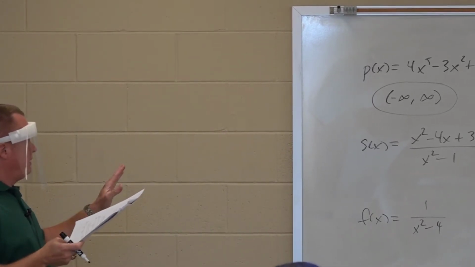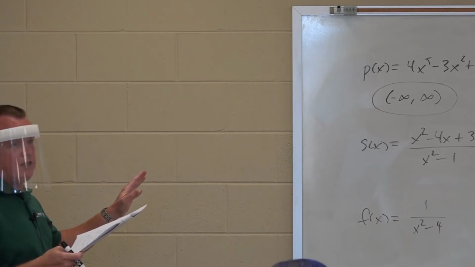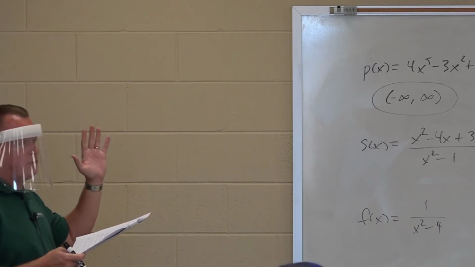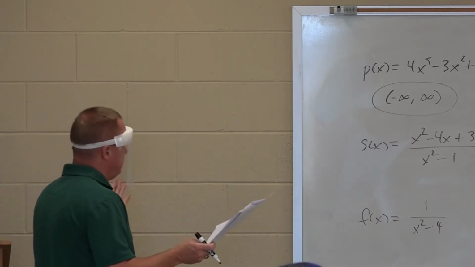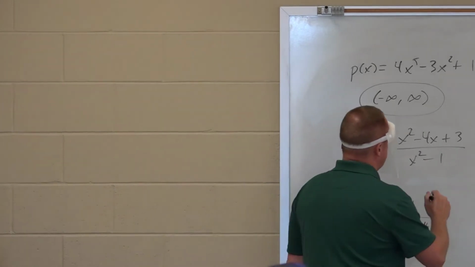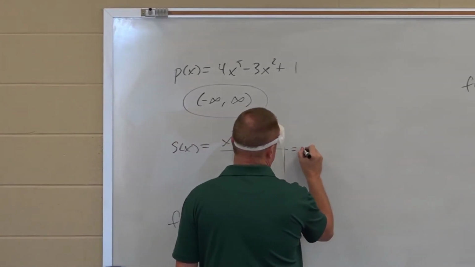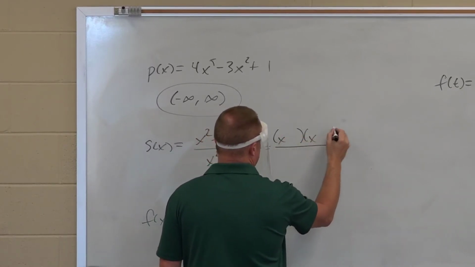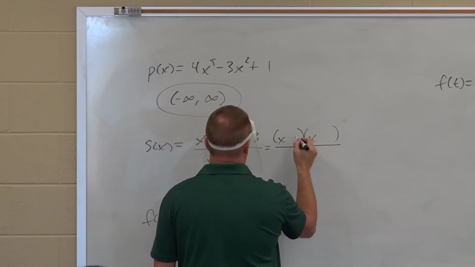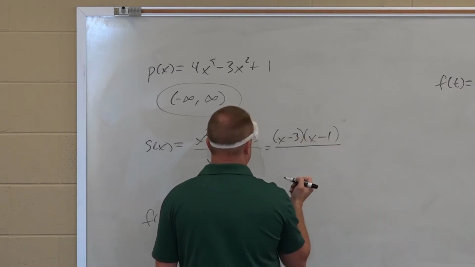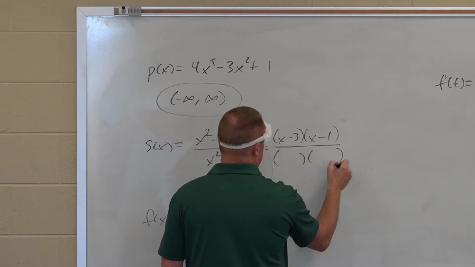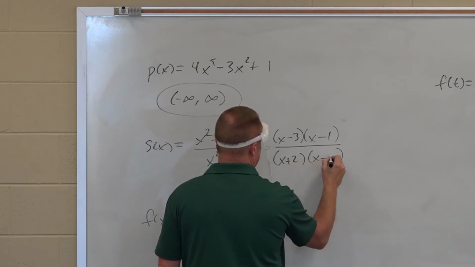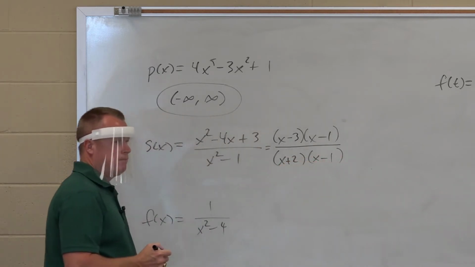Now the other three are rational. So they could have vertical asymptotes or holes. Okay, and they would not be continuous there. So we need to see, all right. So this one I noticed that will factor. The top will factor to be that, okay. The bottom, I have x plus 2, x minus 1, okay.